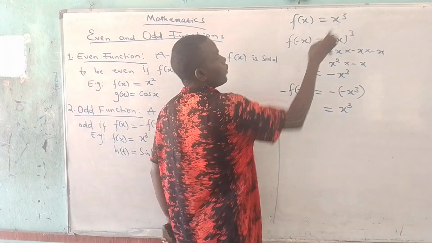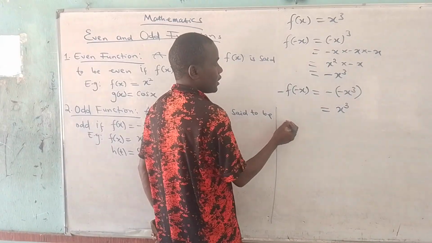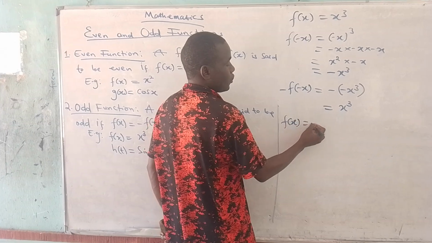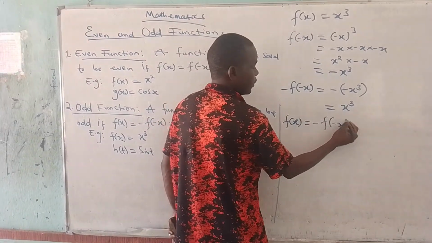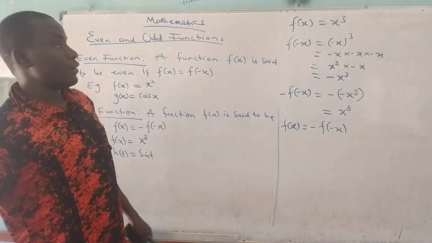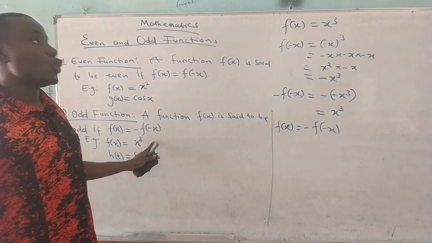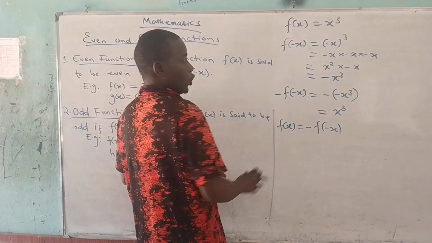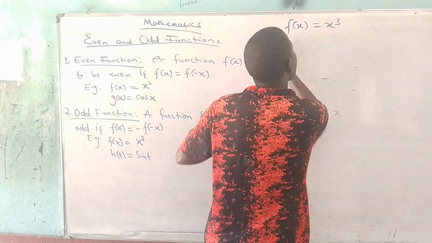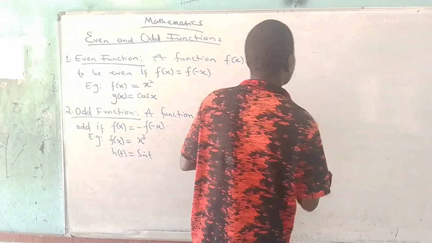That gives us f of x. So hence, f of x is equal to minus f of minus x. Therefore, this function is odd.